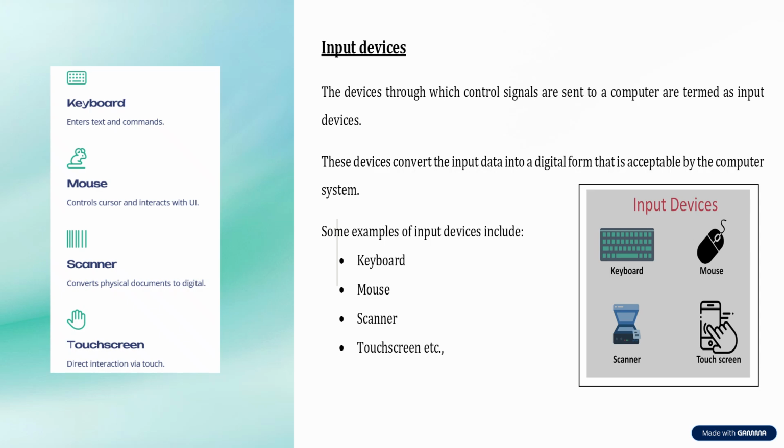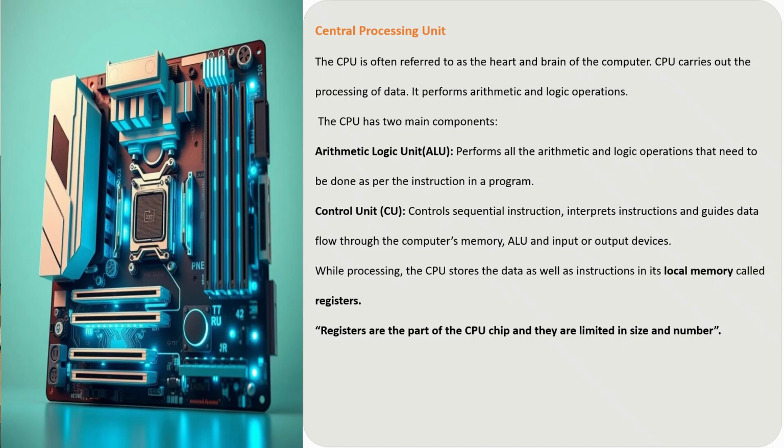Third example is a scanner. This scanner is also an input device. It converts physical documents into digital format. The last example is a touch screen. This touch screen allows direct interaction via touch. So these are all the examples of input devices. Then go to the next slide.